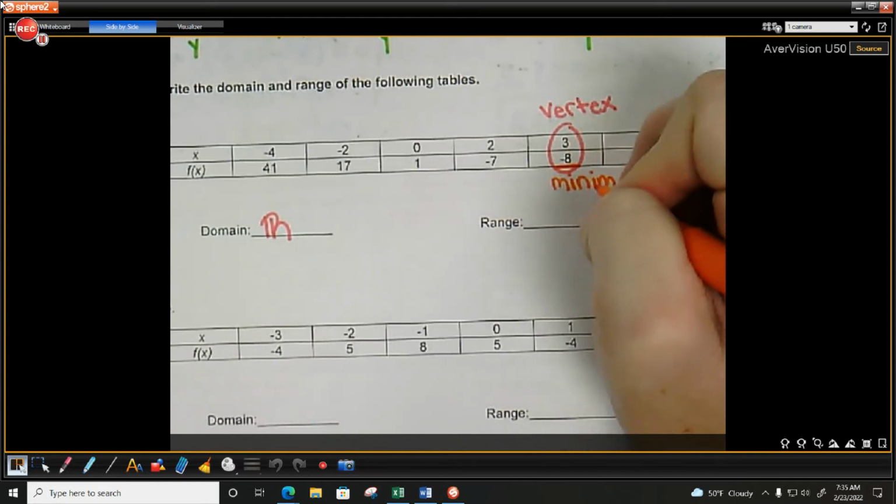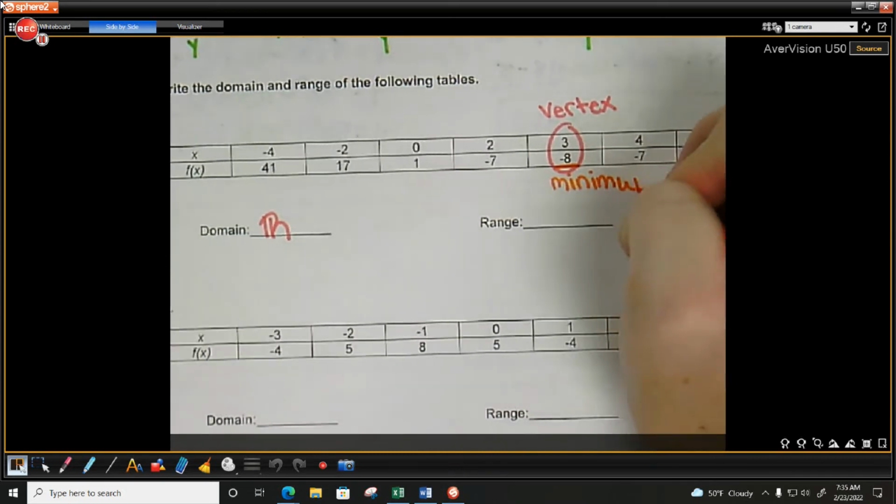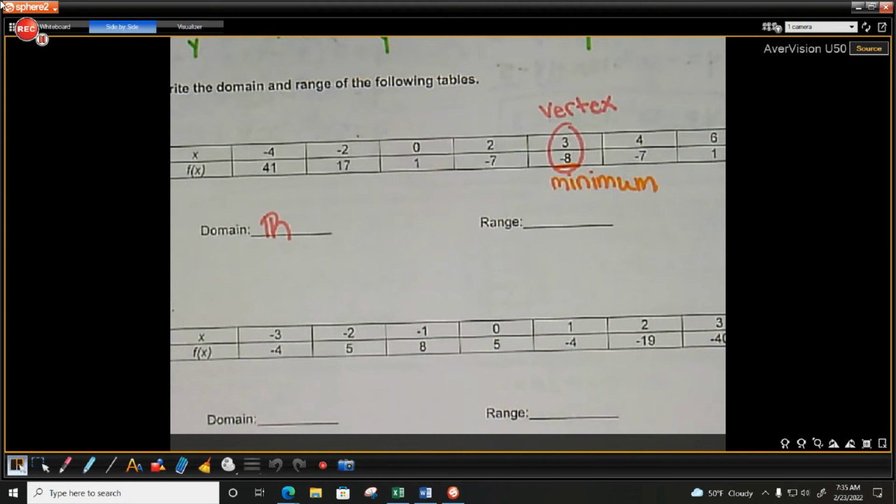It helps if I can spell. Min, mum. Is that right? It doesn't look right. Is that right, though? People that are better spellers than me?